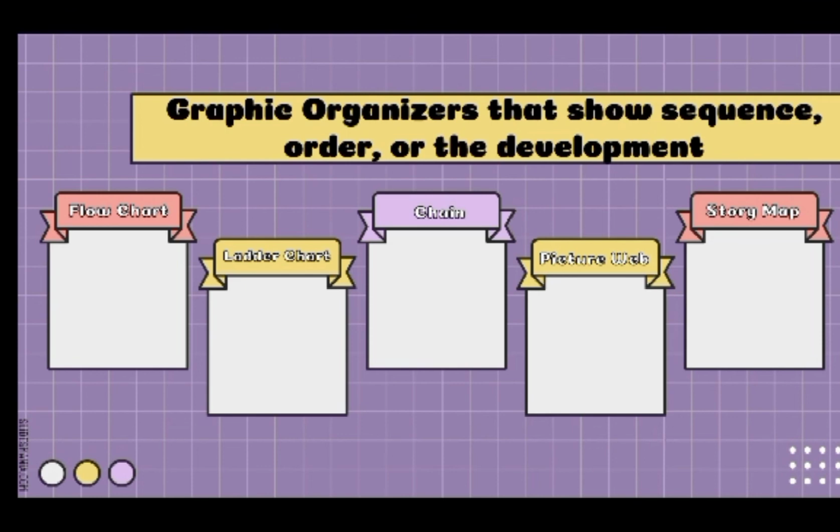The same thing goes for the use of a storyboard. It provides scenes of a story. On the other hand, the story map maps out the elements of the story. The graphic organizers such as flowchart, ladder chart, and picture web illustrate a sequence of ideas or concepts. One thing common to these three is that they give the proper flow or order of the ideas.